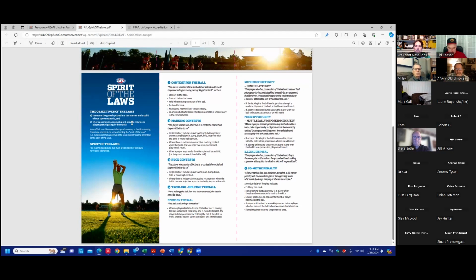And so there's 5 different categories that they've listed here. We're not going to go through it, but just read the headers. Contest for the ball, marking contests, ruck contests, tackling and holding the ball, then the 50-meter penalty. This is available on the website. You can download it. You can print it out. This gives you a very quick read through about how each of these 5 categories applies to the spirit of the laws. And again, read through this because it doesn't take but a couple minutes. But if you understand this, the laws that you need to apply actually make a lot of sense.